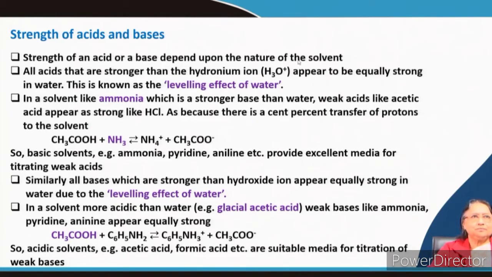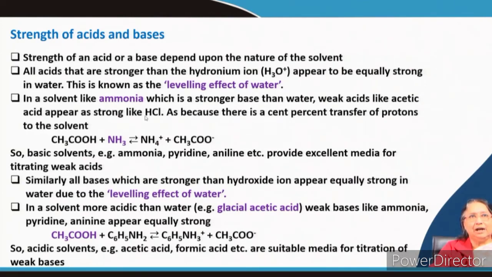by the solvent. All acids that are stronger than the hydronium ion appear to be equally strong in water. This is called the leveling effect of water. So, HCl, HNO3 and perchloric acid, everything will be the same. This is called the leveling effect in water, because all of them are stronger than the hydronium ion. Everything is leveled off by the water molecule.